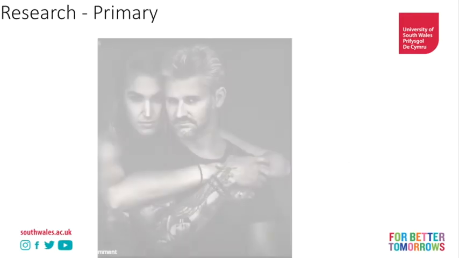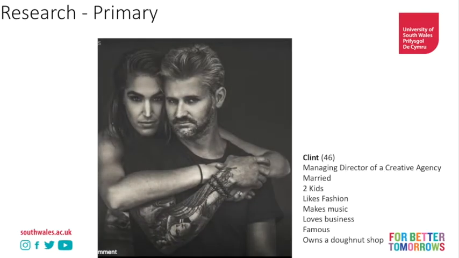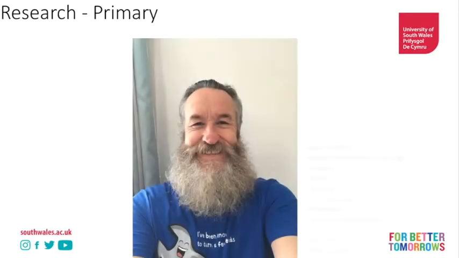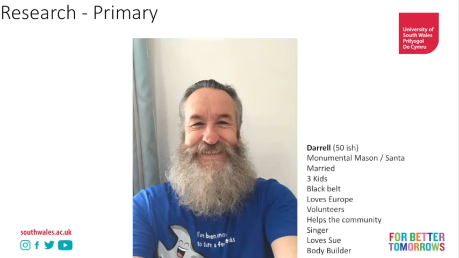The next person I spoke to is Clint. Clint's a managing director of a creative agency. He likes fashion, he makes music, he loves business, and he owns a donut shop. And lastly is Daryl. He's about 50, he's Santa, he has a black belt, he helps the community, and he loves his wife Sue. Now you can see we've explored a diverse group of people in our primary research.